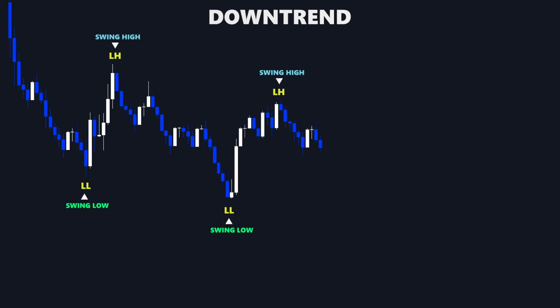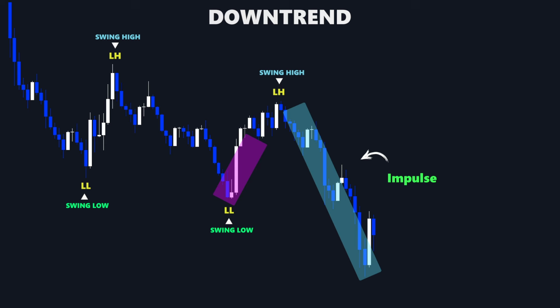Next, we have the impulse and the pullback. See, in impulse moves, you need to understand that sellers are in control, because sellers move with aggressive momentum. Simple logic. Uptrend and downtrend are opposite. Same concept, just think in the opposite direction. So here are the impulses and here are the pullbacks. In impulse moves, sellers are in control. In corrections or pullbacks, buyers are present, but their momentum is less compared to sellers.